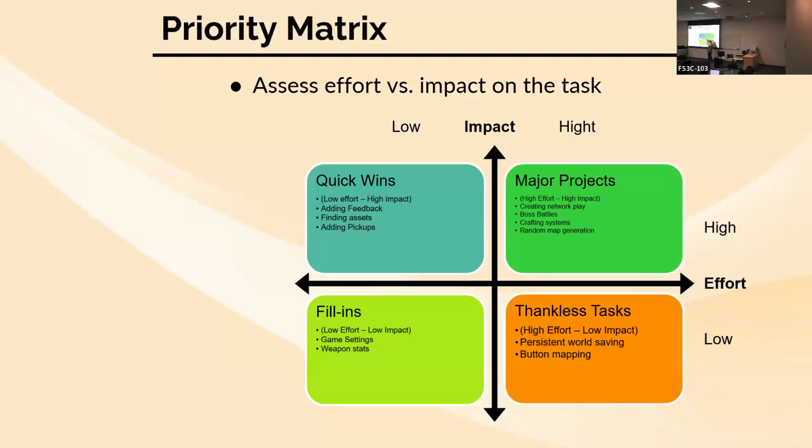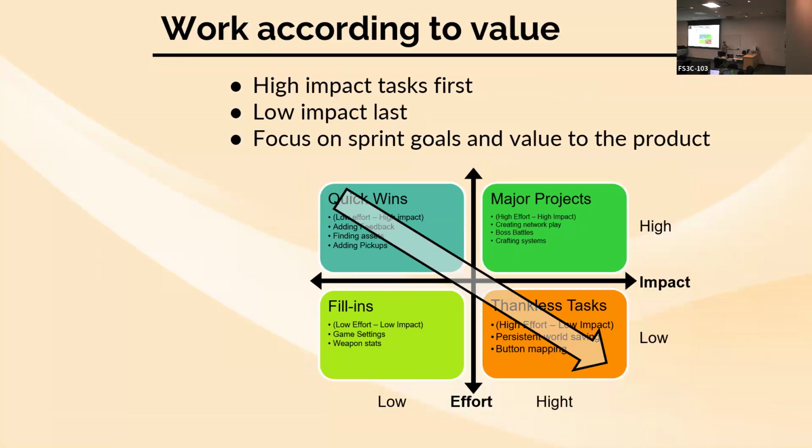So this is really what we're talking about. You should be working towards your priorities, so work down those lines. When you're starting to work on your tasks, work on the quick wins and work on the major projects and jump back and forth between them until all of those things are done before you start working on anything down here in the bottom quadrant.